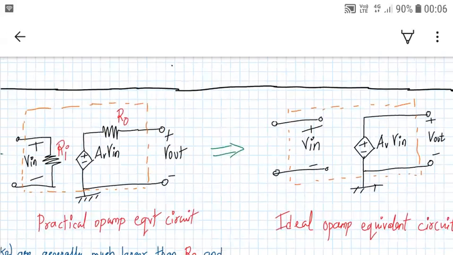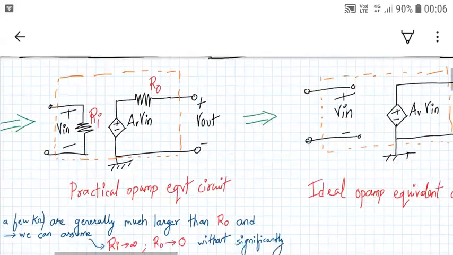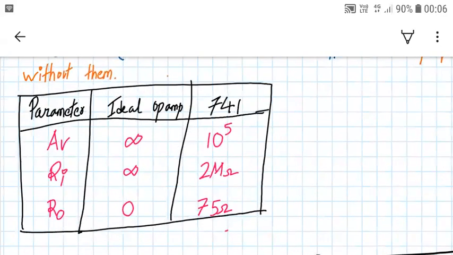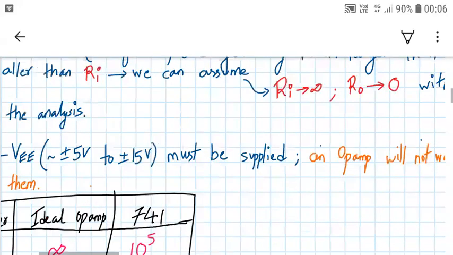So before going here, let us compare the parameters of ideal and practical op-amp, that is 741. So the open loop gain AV is infinite for ideal op-amp. For 741 it is 10 raised to 5. Input impedance is infinite for ideal op-amp and around 2 mega ohms, which is a very high value for 741. Output impedance RO is 0 ideally for ideal op-amp, and for 741 it is 75 ohms, which is very low. Okay, so let us go back to the circuit.